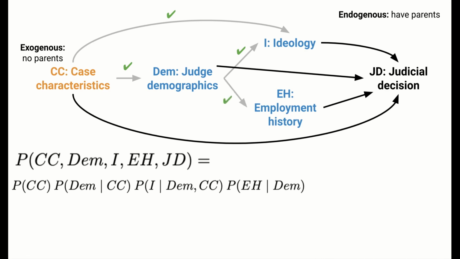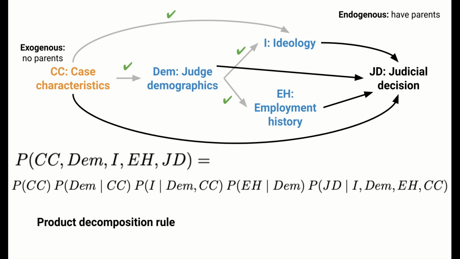Finally, judicial decision is a function of all four other variables, so we can add P of JD given I, Dem, EH, and CC. The product of marginal and conditional probabilities here is a way to decompose the joint distribution of all variables and is known as the product decomposition rule for DAGs.